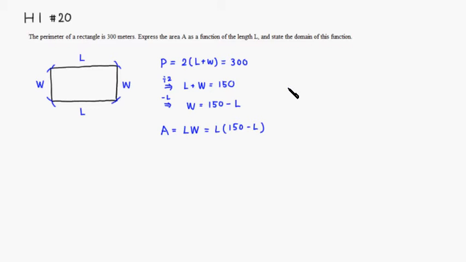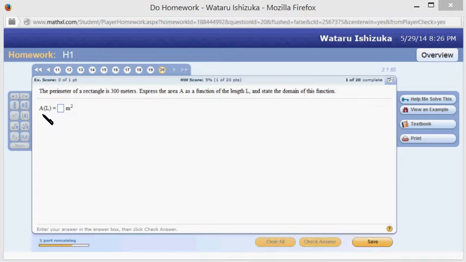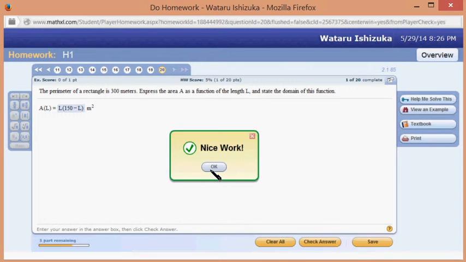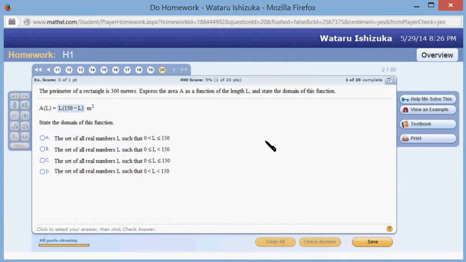All right, so let's type this in. The area function A of L is going to be L, so we type in L, times parentheses, 150 minus L. Let's check the answer. We got this one. Then we have to find the domain of this function.